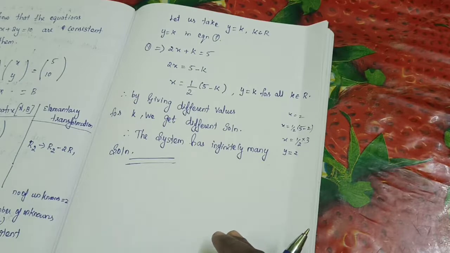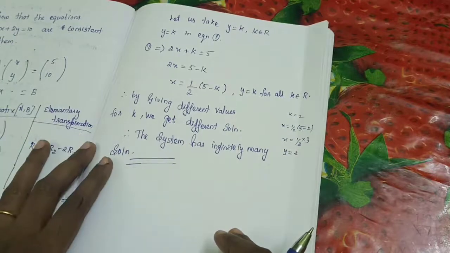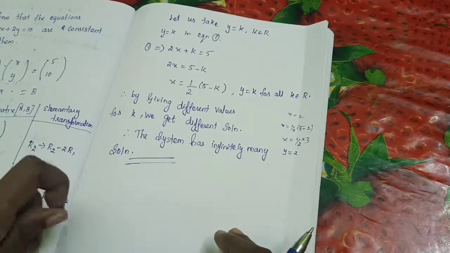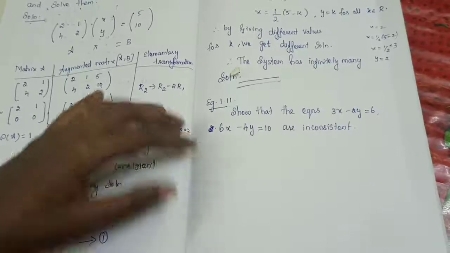So afterwards how will we conclude the answer? We don't know the exact solution. Infinitely many solutions. So when you put different values for k, we will get different solutions. Therefore we will conclude the answer as: the system has infinitely many solutions. Understand? Okay. Let's move to the next.